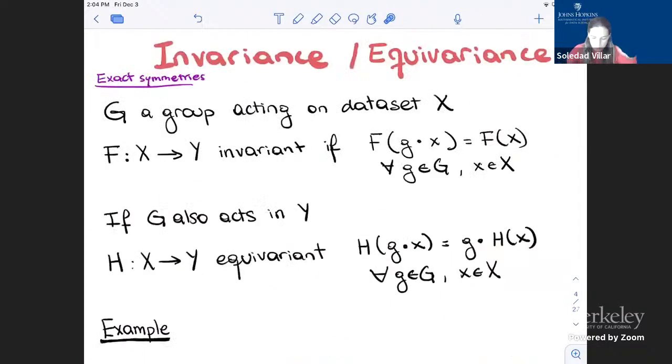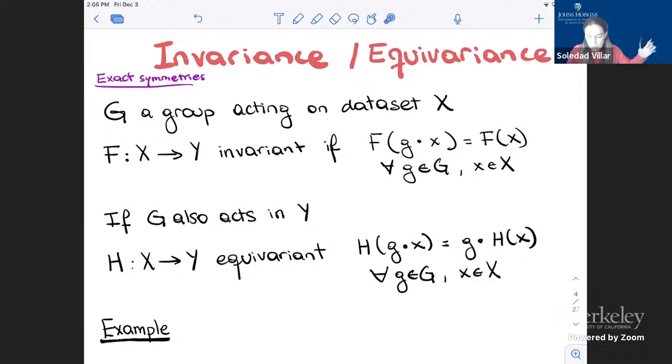So just to recap, I'm going to talk about invariant functions and equivariant functions. An invariant function is one where, if I apply a group action to all my input vectors, the function doesn't change. And equivariant also requires that the group acts on the codomain of the function, and you need that h of g times x is equal to g times h of x. The action could be different in the domain and in the codomain, but the group is the same.